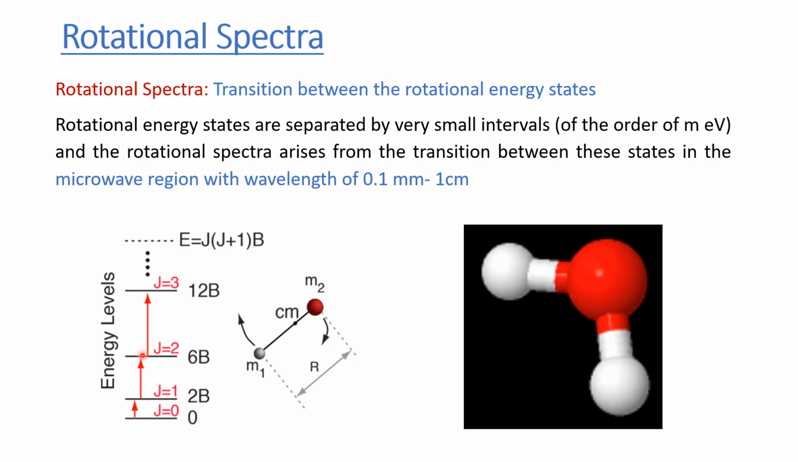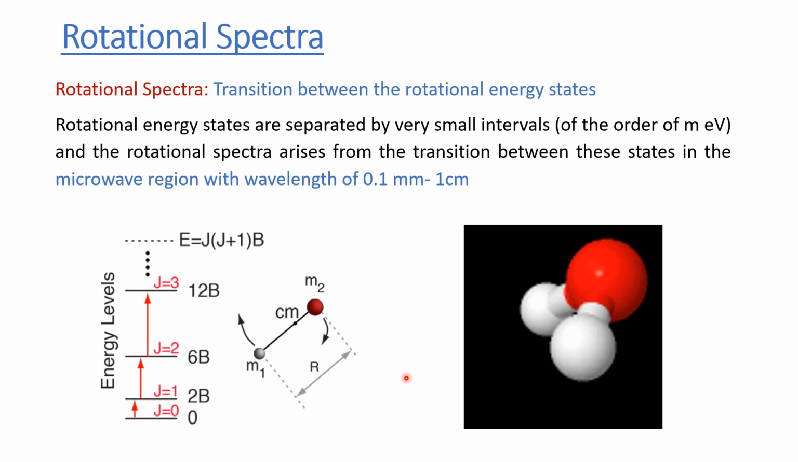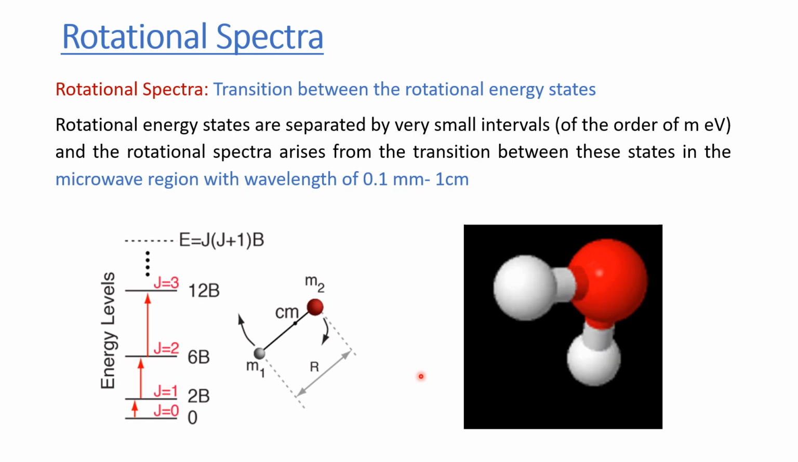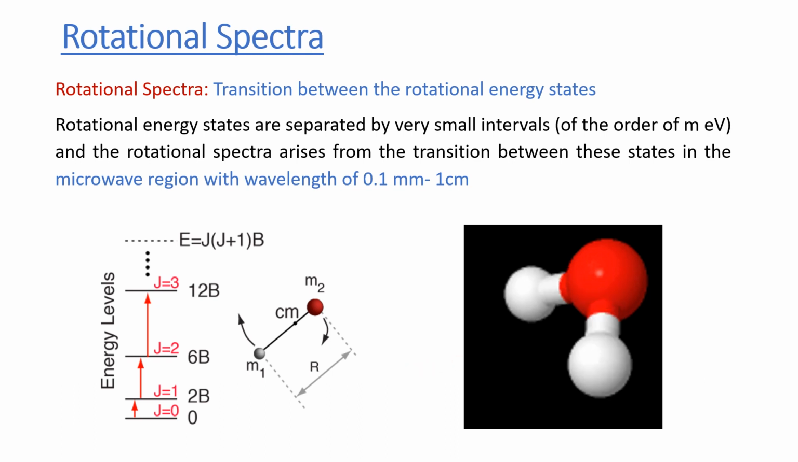So here is a water molecule, and you can see its rotation. If it speeds up, it will go to the higher rotational energy state, and if its speed goes down, it will go to the lower energy state. And the rotational energy level, of course, depends upon the temperature. So if the temperature is higher, the rotational speed is higher, and the molecule is in a higher rotational energy state.